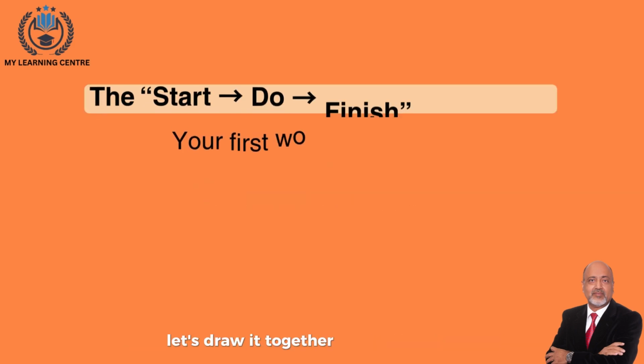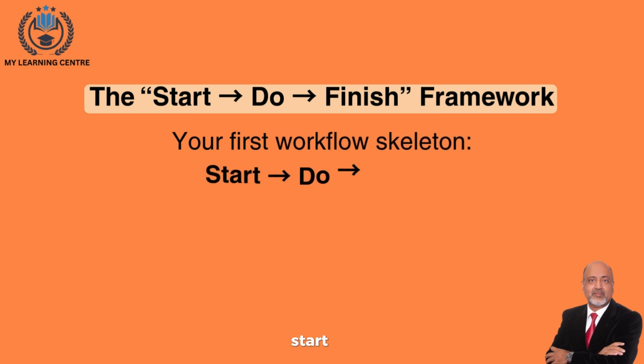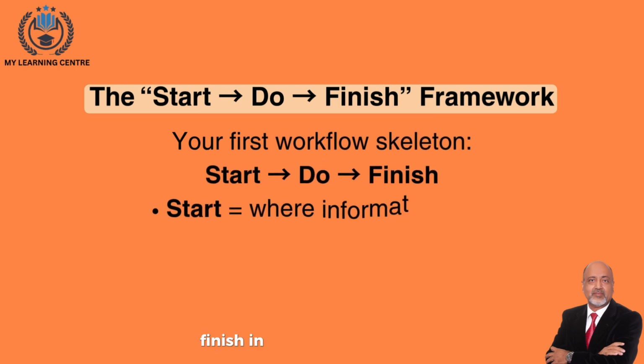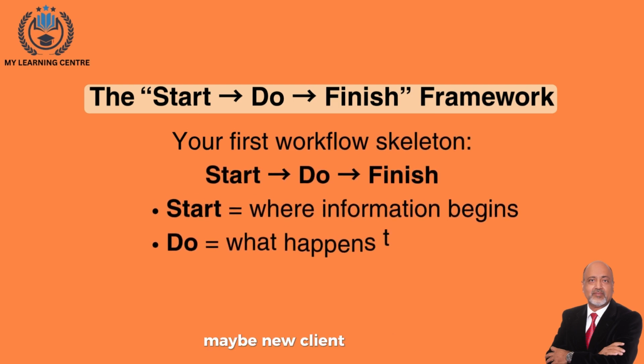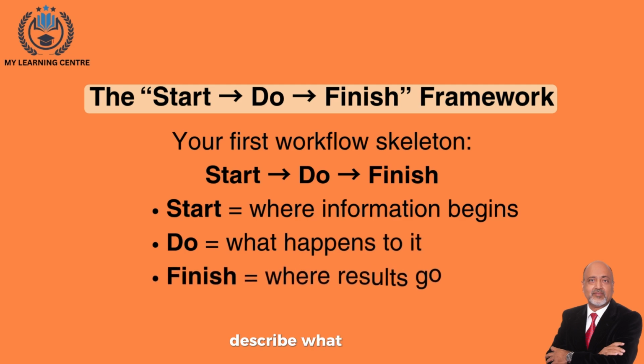Let's draw it together. Write 3 boxes: start, do, finish. In start, note your trigger, maybe a new client folder. In do, describe what happens: summarize and format updates. In finish, decide where it lands: save report, email summary. When you see your work as a clean line, not a messy pile, you've already automated half of it mentally. The external system will just mirror that clarity.